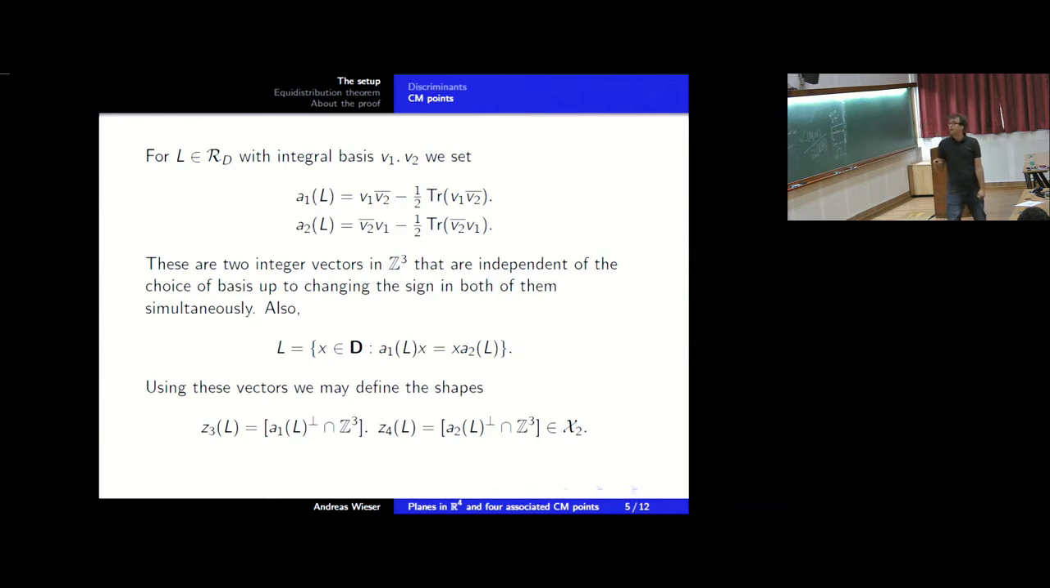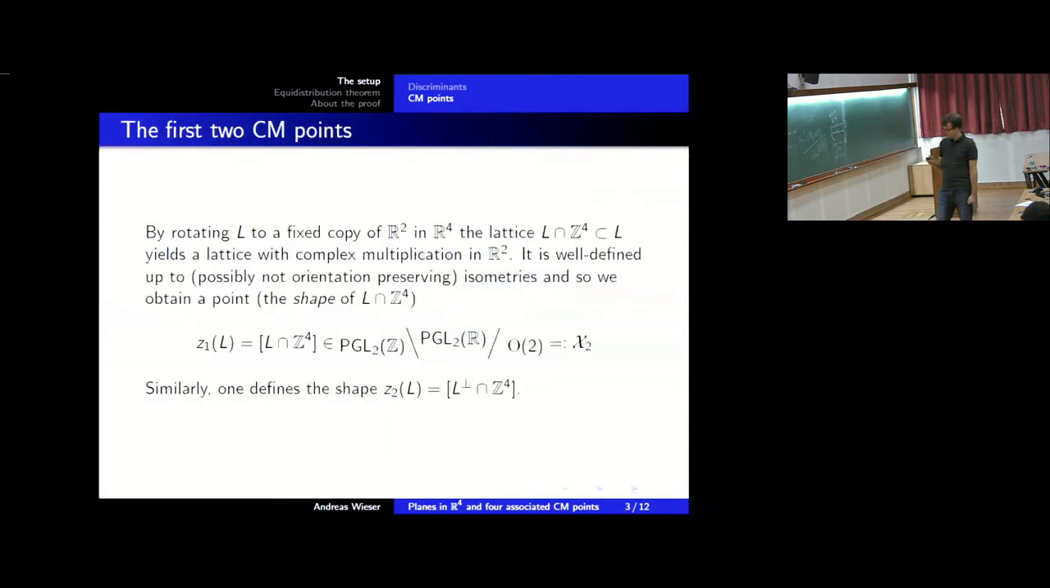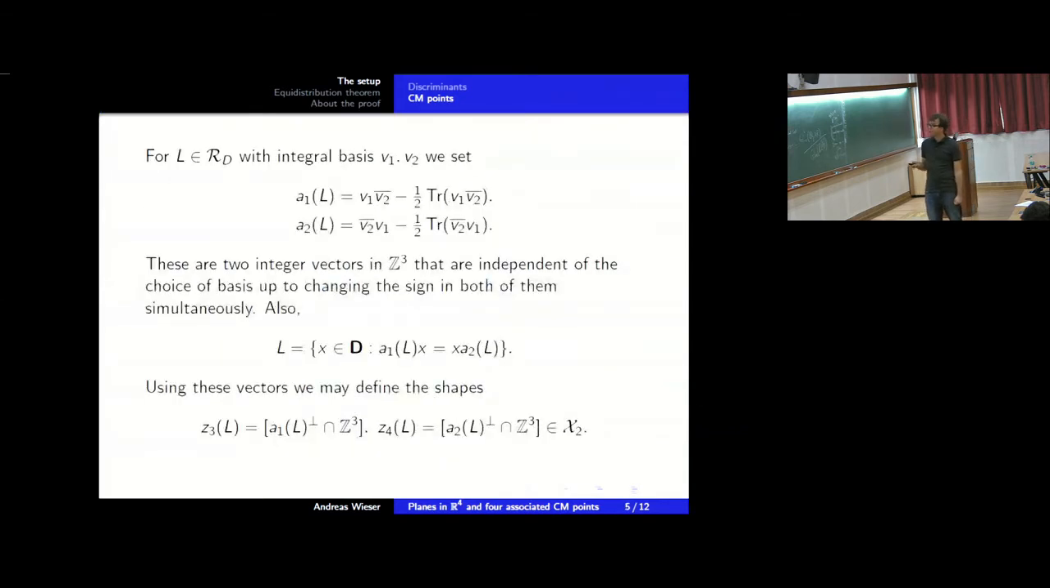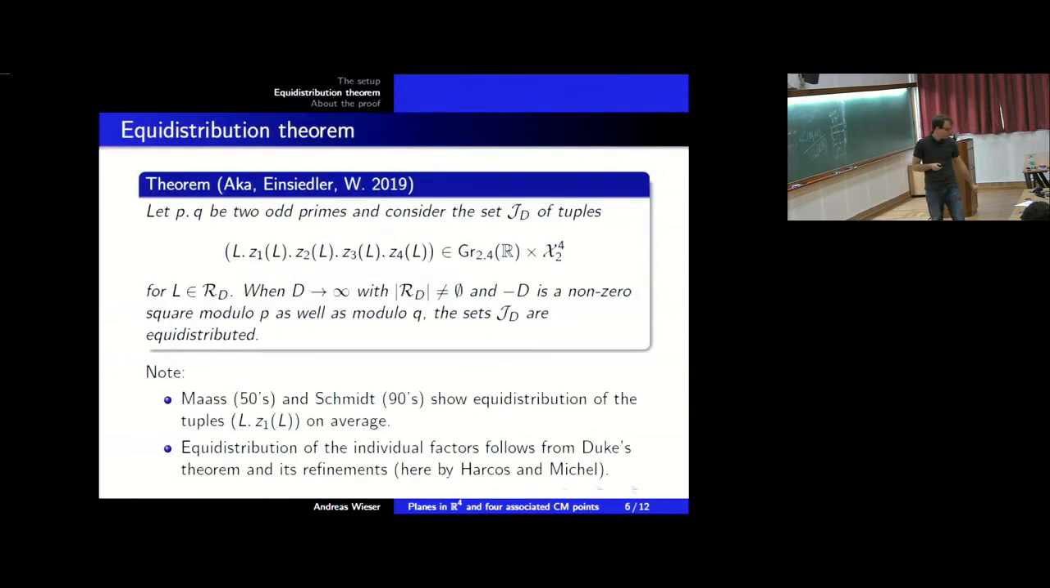Good, so, right, the second 2 shapes are easy to define. We take the first vector of L. We take the orthogonal complement inside the traceless quaternions. That's again a rational 2-dimensional subspace, and we take the shape of the lattice inside that, and well, we can also do the same thing for the second vector. Okay, so we have 4 points attached to L, right? So this one, and these 2 here. And so here's the theorem.